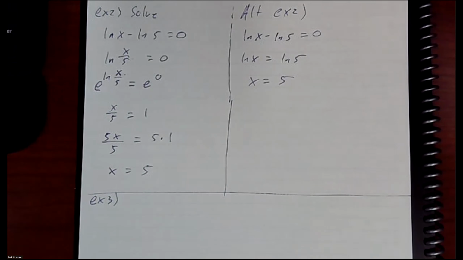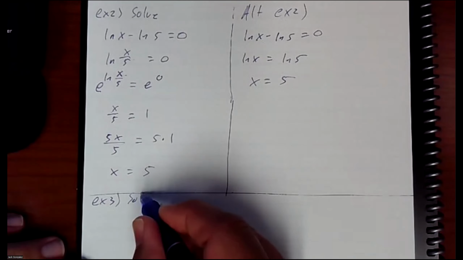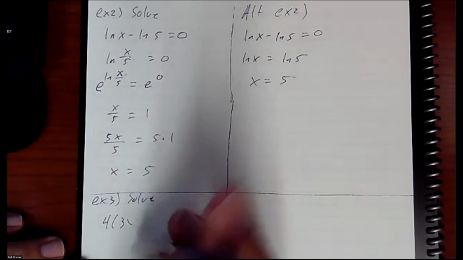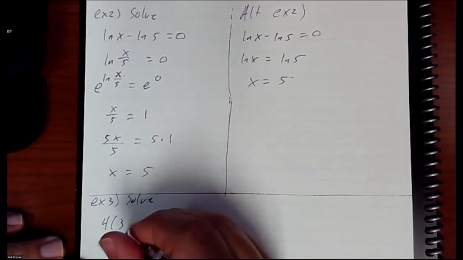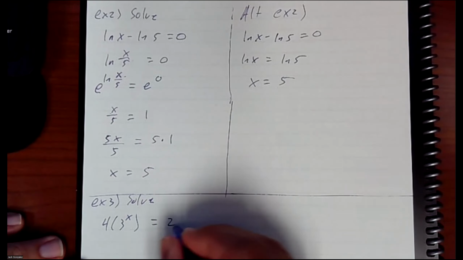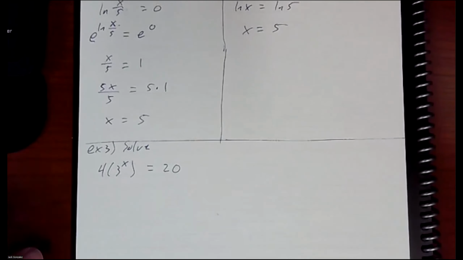All right, let's pick another one. Something harder, I guess. Yeah, this one here. This one you have to solve this way. 4 times 3 to the x equals 20. I want to solve for x.